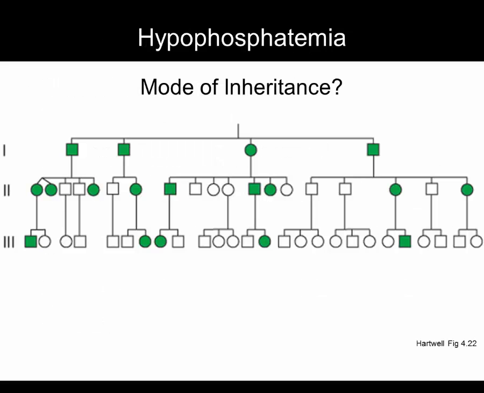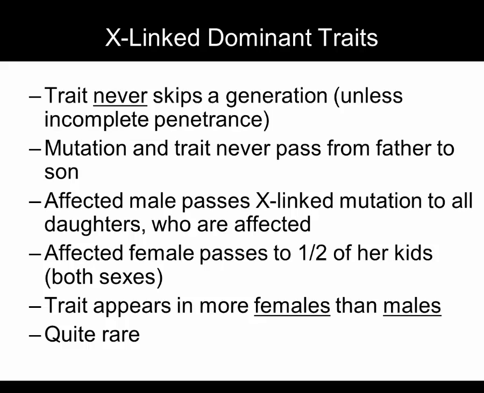Hypophosphatemia is a condition where there's insufficient phosphate ions in the blood. In this pedigree, you can see that every affected individual has an affected parent, suggesting the allele is dominant. It is likely X-linked because the condition never passed from father to son, but is inherited by every daughter of an affected father. With affected mothers, the trait is passed to half her children regardless of sex. This all means that X-linked dominant traits are more common in females than males. However, very few such conditions exist.